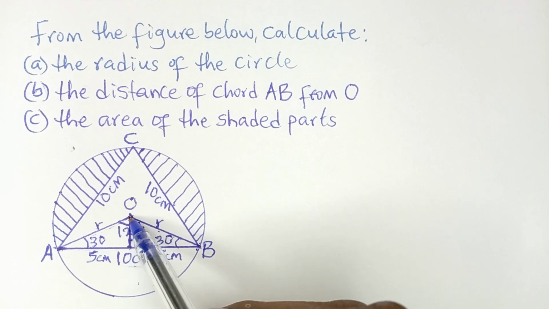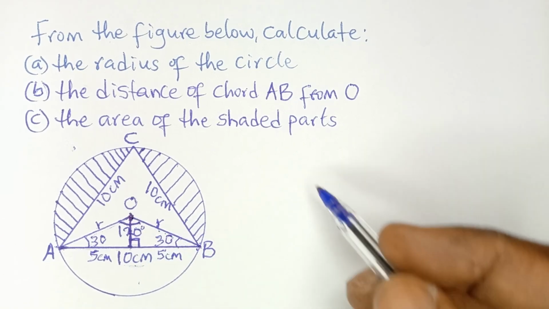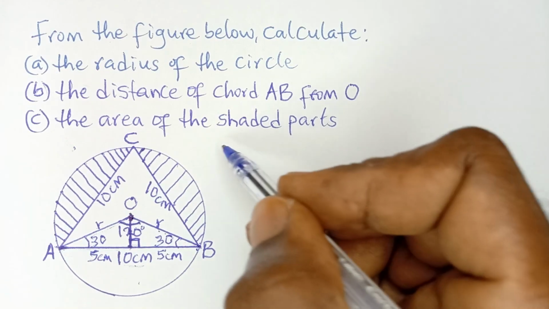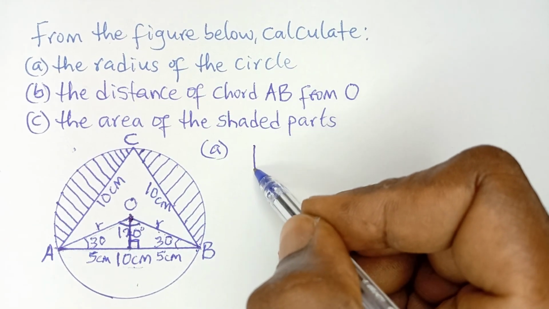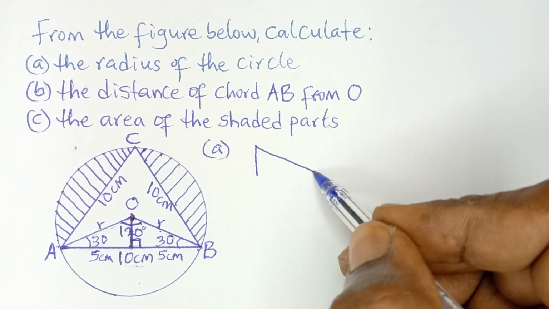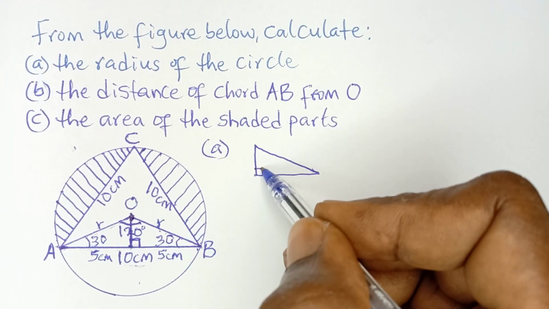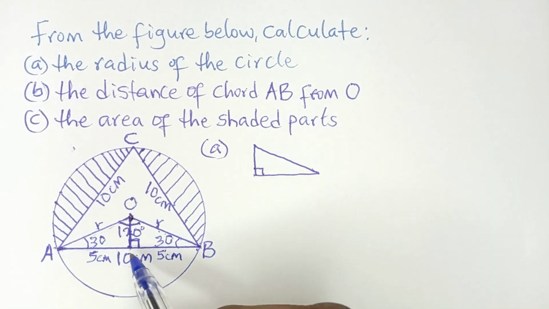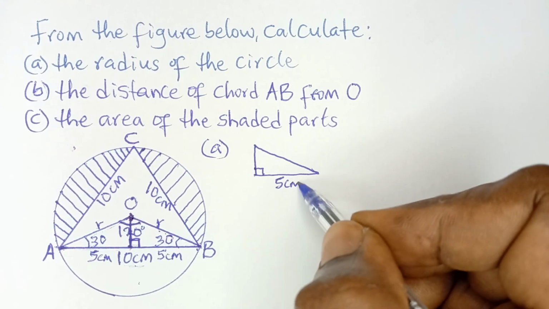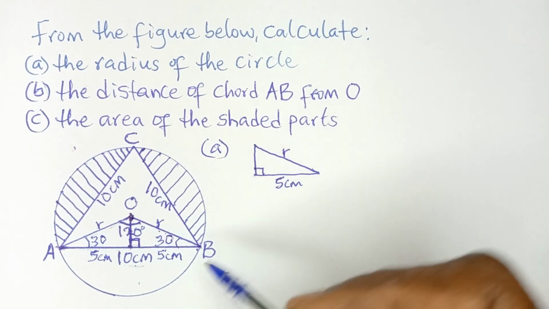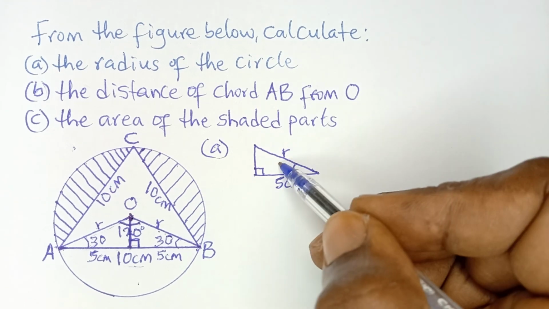So let me bring out this right angle triangle, this part now. Let me draw it here. So I'll call this A because A is asking us to find the radius of the circle. So I'm drawing this part now, the right angle triangle, where this part is 5 centimeters. So this line here is 5 centimeters. This is the radius of the circle as shown here. And then this is 30 degrees.